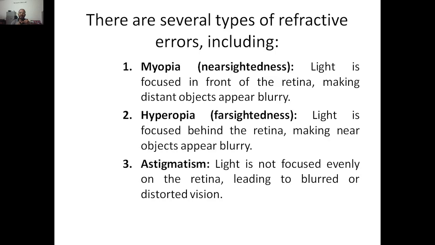So in myopia, light is focused in front of the retina, that's why only near things we can see, far things will be blurry. Whereas in hyperopia, that is farsightedness, the light is focused behind the retina, that's why far things can be seen clearly, but near things will be blurry. Whereas astigmatism is nothing but light is not focused evenly on the retina. Not focused evenly means not uniformly, leading to blurred or distorted vision. Okay, so that is what we saw about refractive errors.